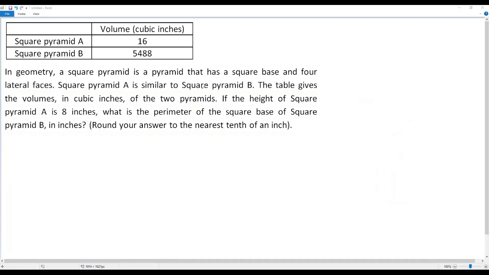Square pyramid A is similar to square pyramid B. The table gives a volume in cubic inches of the two pyramids. If the height of the square pyramid A is 8 inches, what is the perimeter of the square base of square pyramid B in inches? Round your answer to the nearest tenth of an inch.